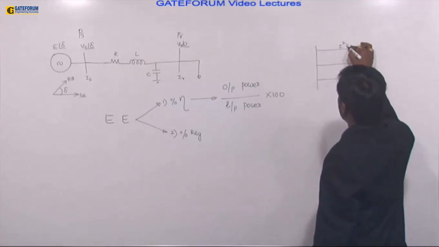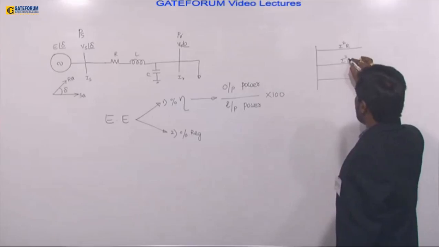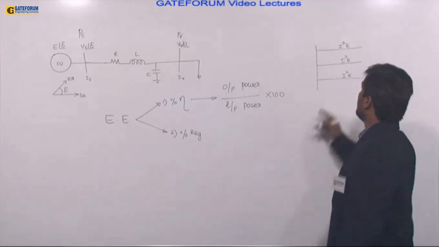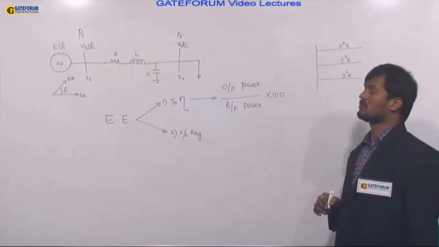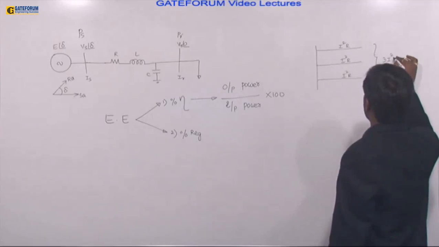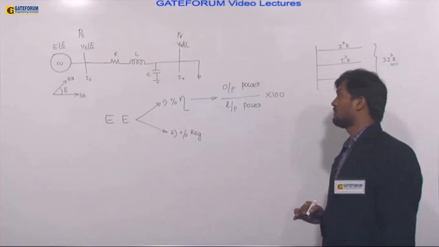The loss due to the resistor is I square R. In a three-phase line, each and every phase has loss I square R. Total for three phases, what is the loss? 3 into I square R. Total for three phases, what is the power loss? 3 times I square R.